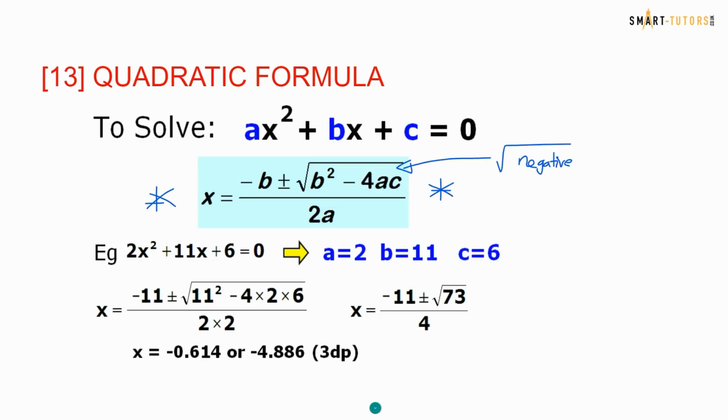Say for example, 2x squared plus 11x plus 6. a equals 2, which is the coefficient of x squared, b equals 11, which is the coefficient of x, c equals 6, which is this number. Then substitute all these numbers into the formula. By considering plus, you will get one answer. By considering minus, you get another answer. You can leave it as an exact answer. We call the exact answer a third format, or you can round the answer into decimal format.